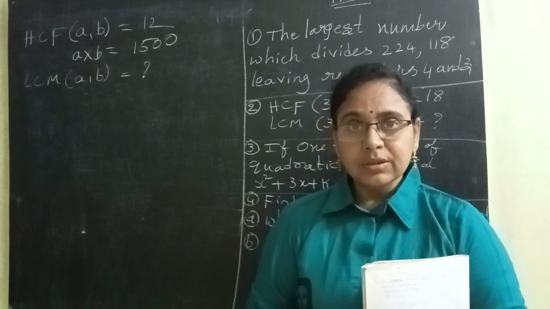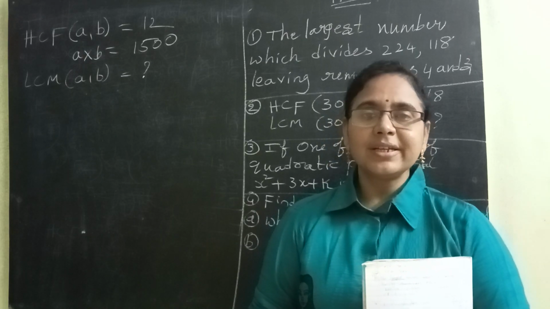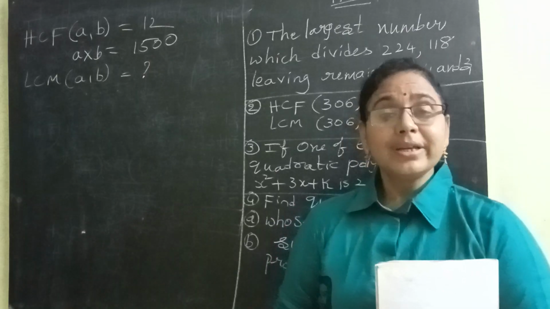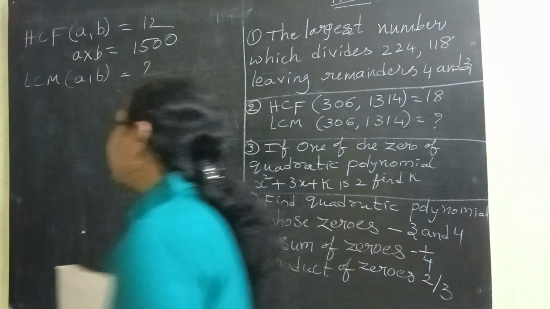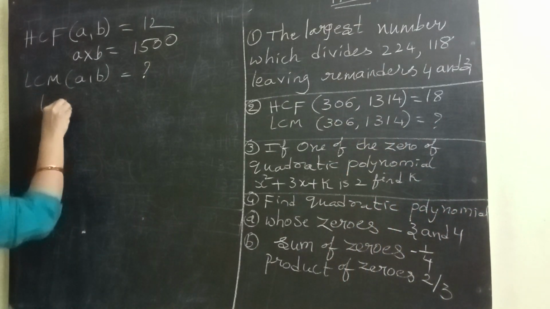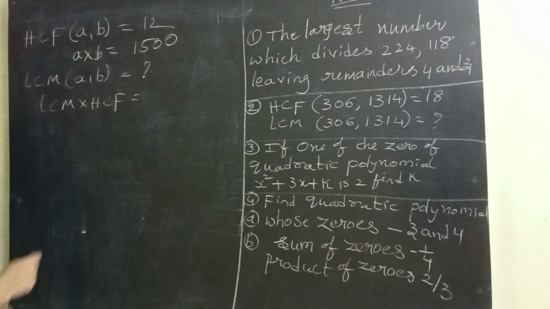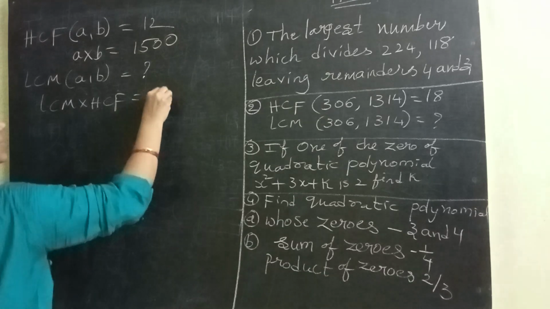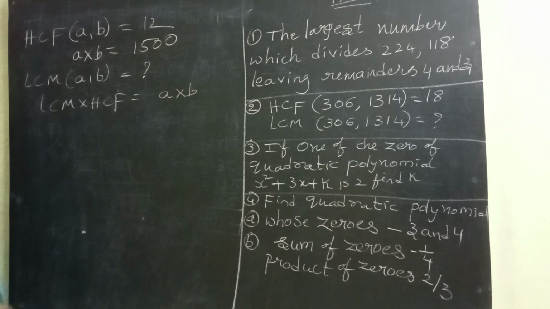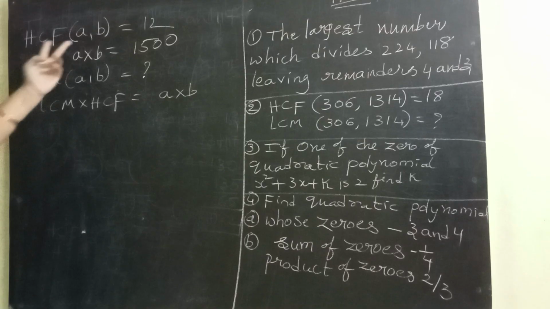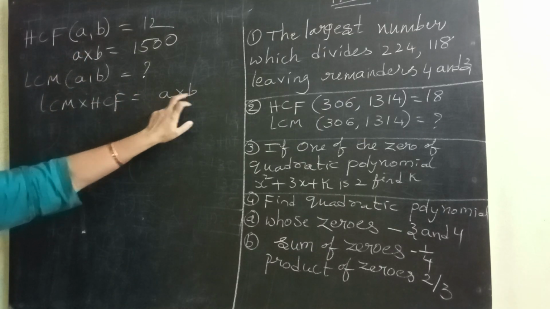Then how can we find it? Is there any relation between LCM and HCF? Yes, we have. What is the relation between LCM and HCF? LCM into HCF is equal to the product of the numbers. What are the numbers here? That is A into B. Here he took the numbers as A and B. Clear? So A into B.